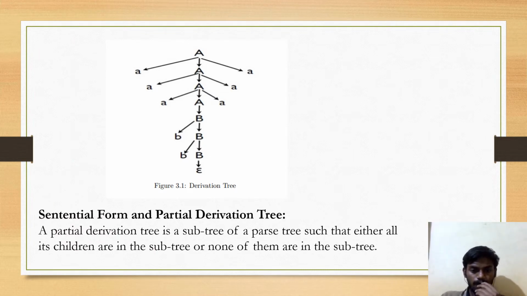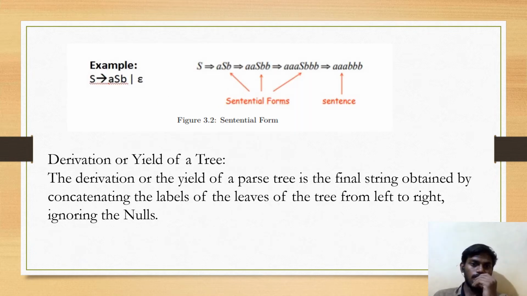Sentential form and partial derivation tree. A partial derivation tree is a subtree of a parse tree such that either all its children are in the subtree or none of them are in the subtree. Here is the example showing the sentential form. For example, S tends to aSb or epsilon, then S tends to aSb, aaSbb, aaaSbbb are the sentential forms, and the sentence is aaabbb.